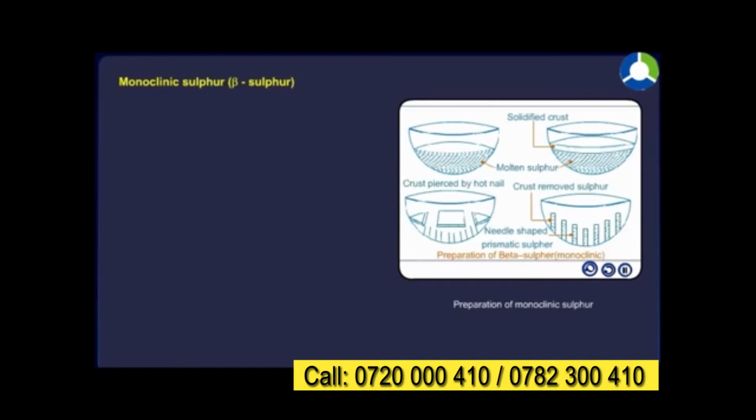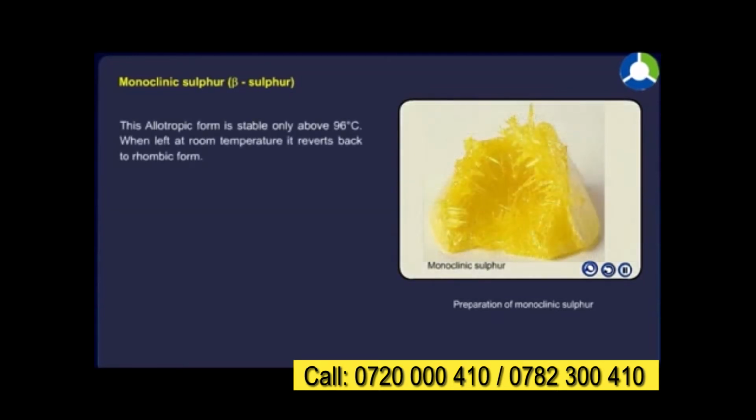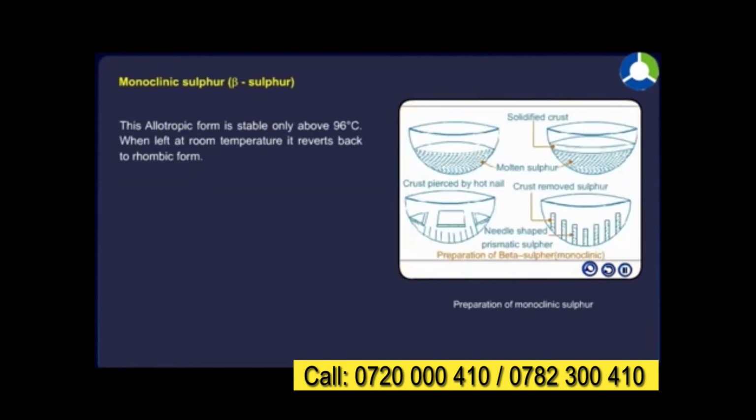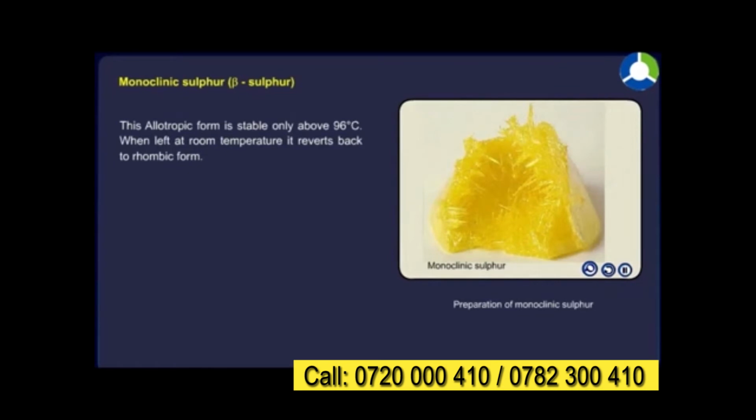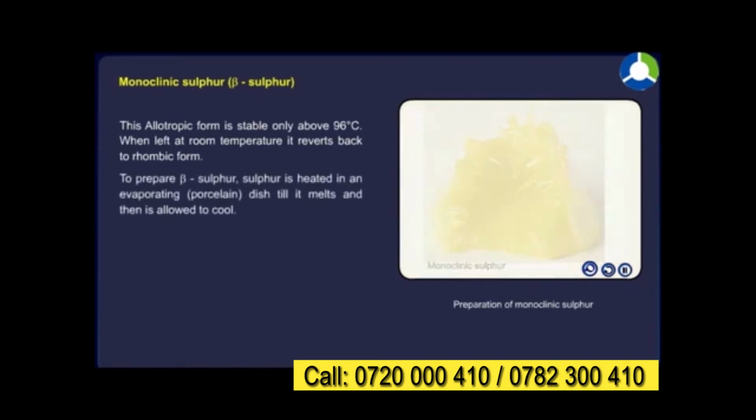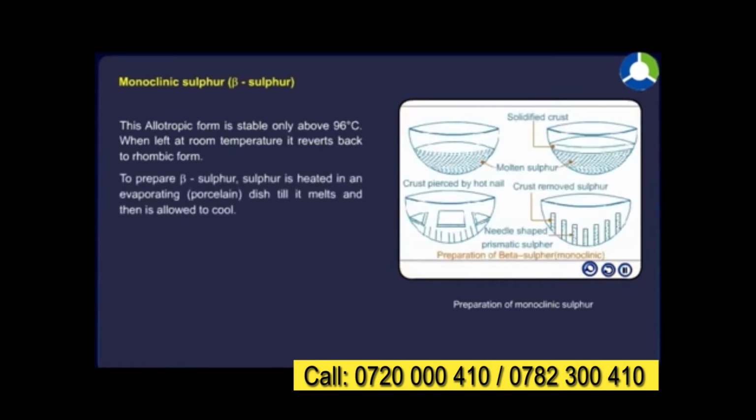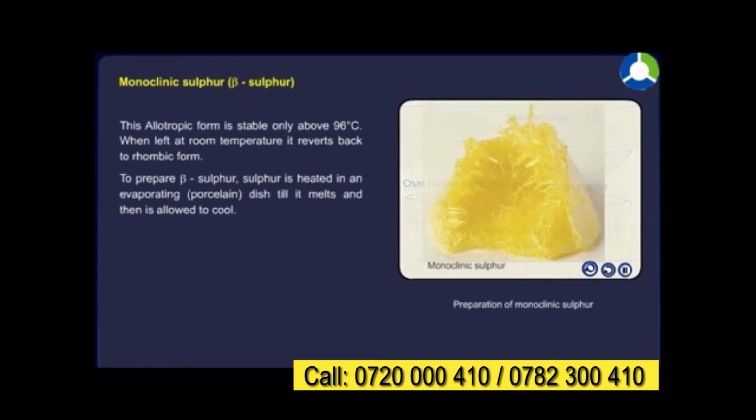Monoclinic sulfur, beta sulfur. This allotropic form is stable only above 96 degrees Celsius. When left at room temperature, it reverts back to rhombic form. To prepare beta sulfur, sulfur is heated in an evaporating dish till it melts and then is allowed to cool.